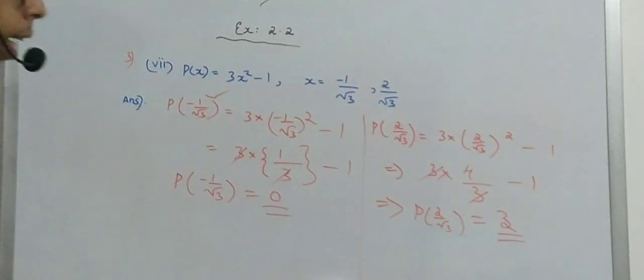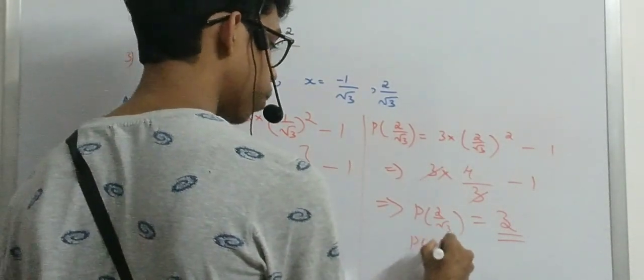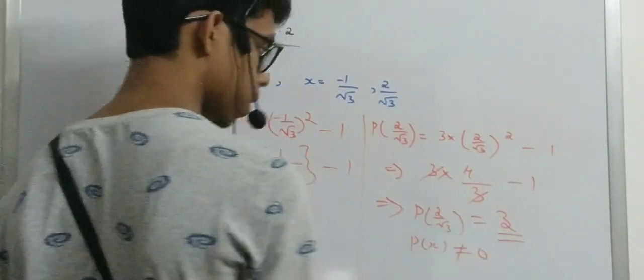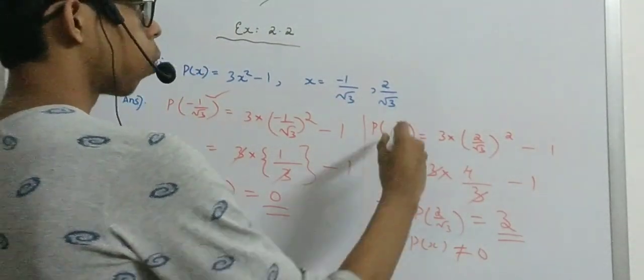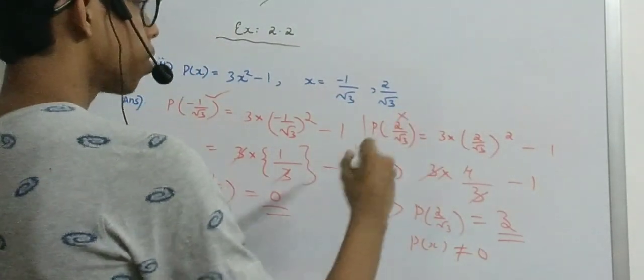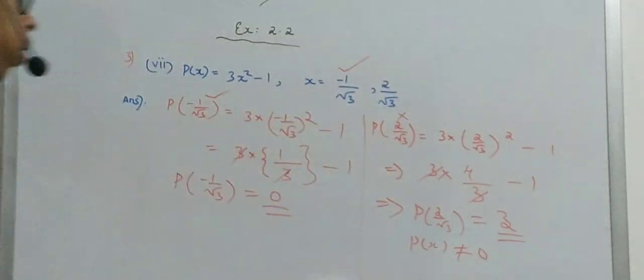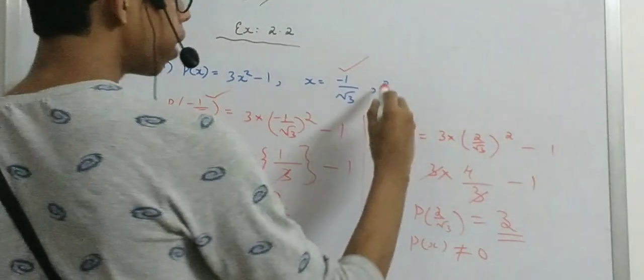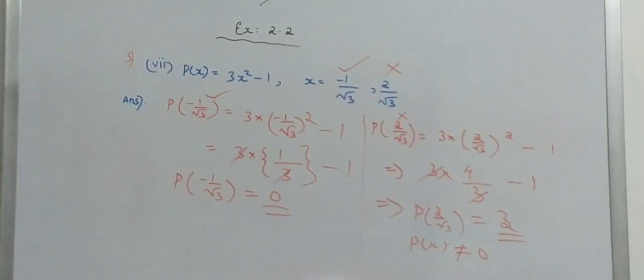Okay, so definitely since the value of the polynomial, that is P of x, is not equal to 0, we cannot say that 2 by root 3 is the 0 of the polynomial. So only minus 1 by root 3, which is given to you, is the 0 of the polynomial, but 2 by root 3 is not the 0 of the polynomial. Okay, I hope it is clear to you.